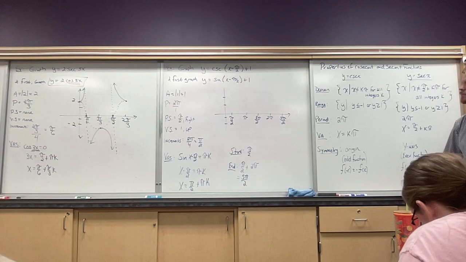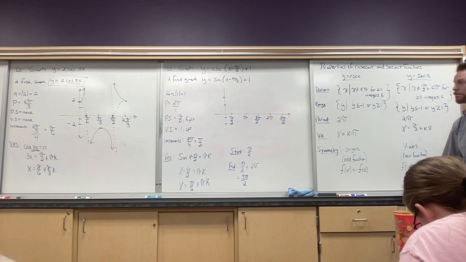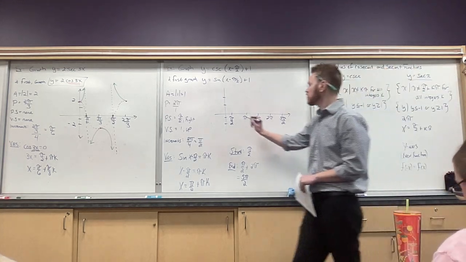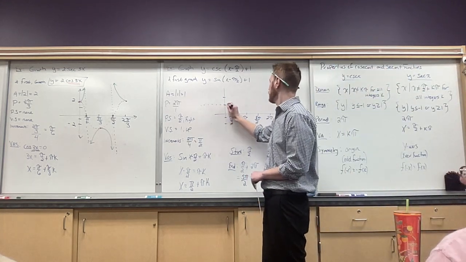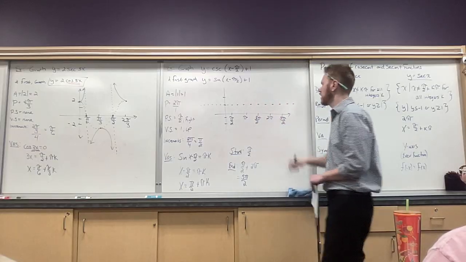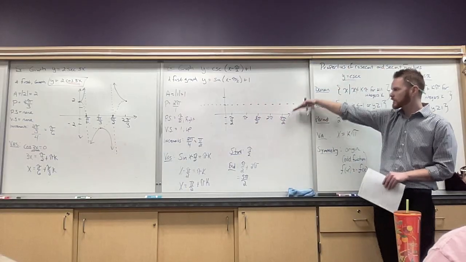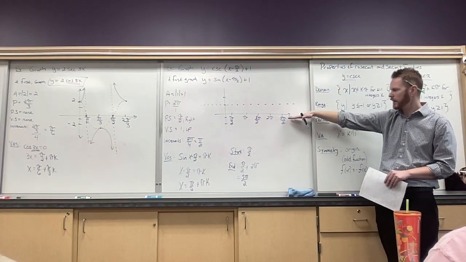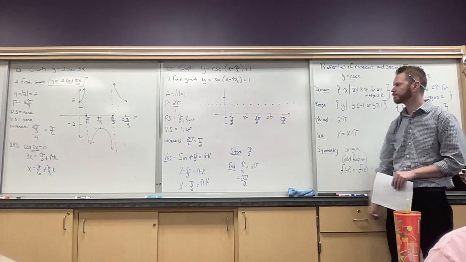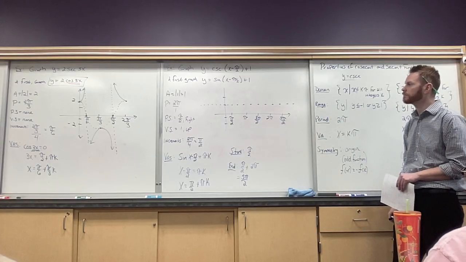Now, we have some things we have to do. The first one is the vertical shift. So it's going to go up 1. I'm going to draw this little dotted horizontal line. That's where my x-axis is now. So pretend that I took the x-axis and shifted it up. That's what I'm looking at.